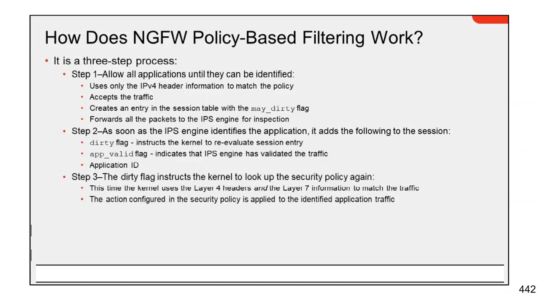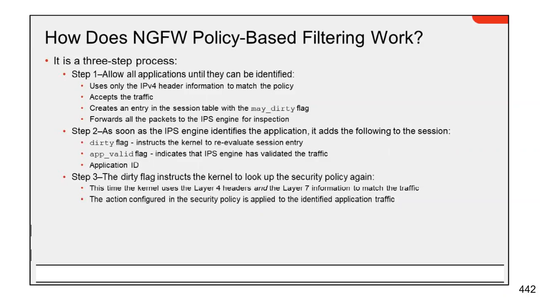Step 3 is that the FortiOS kernel performs a security policy lookup again, to see if the identified application ID is listed in any of the existing security policies. This time the kernel uses both layer 4 and layer 7 information for policy matching. After the criteria matches the firewall policy rule, the FortiOS kernel applies the action configured on the security policy to the application traffic. This is how the NGFW policy-based filtering works. Okay, first allow the traffic and add a session table entry, and add the may dirty flag to it.